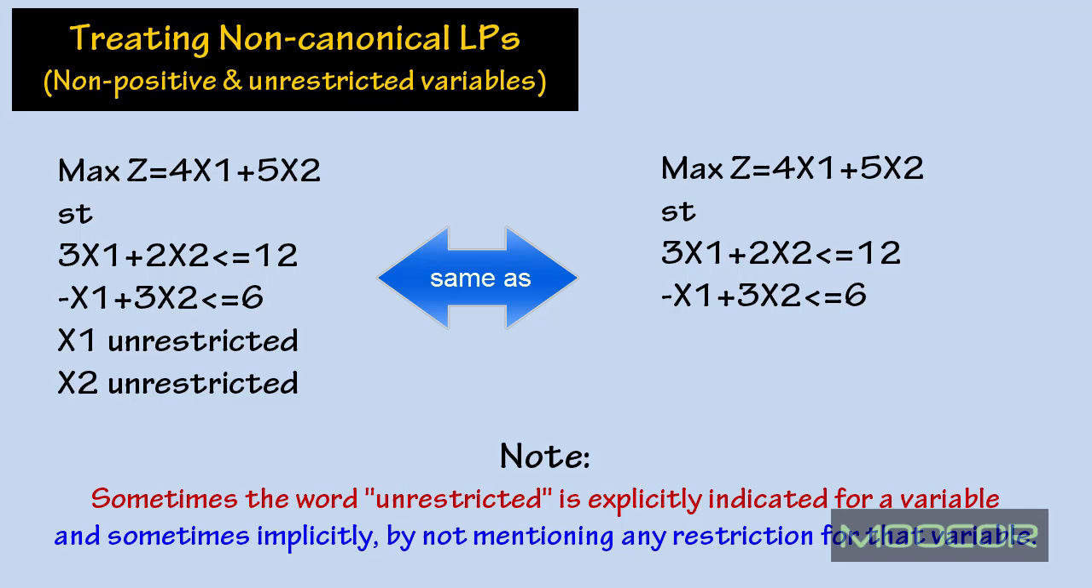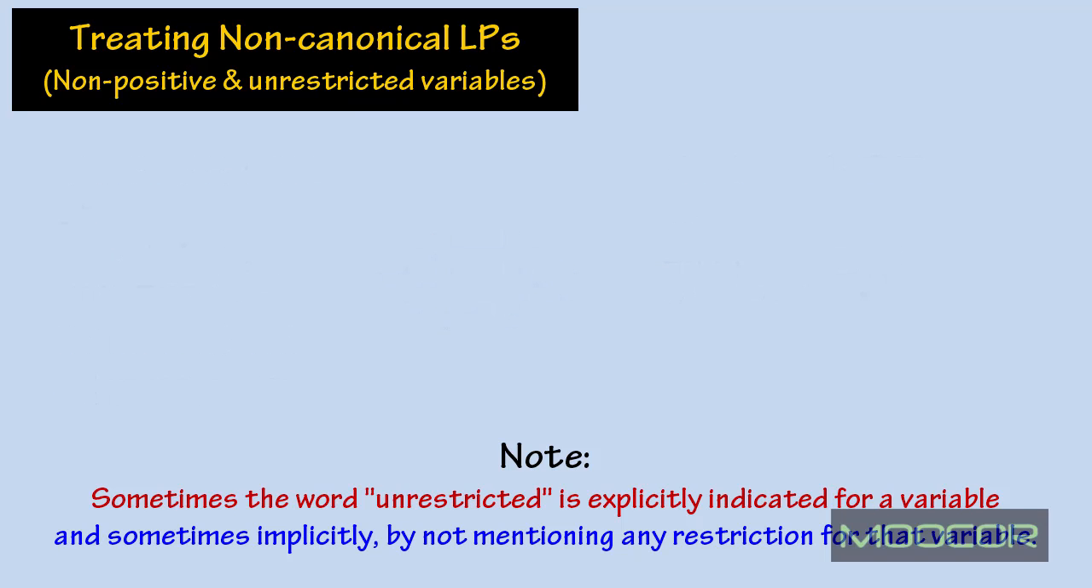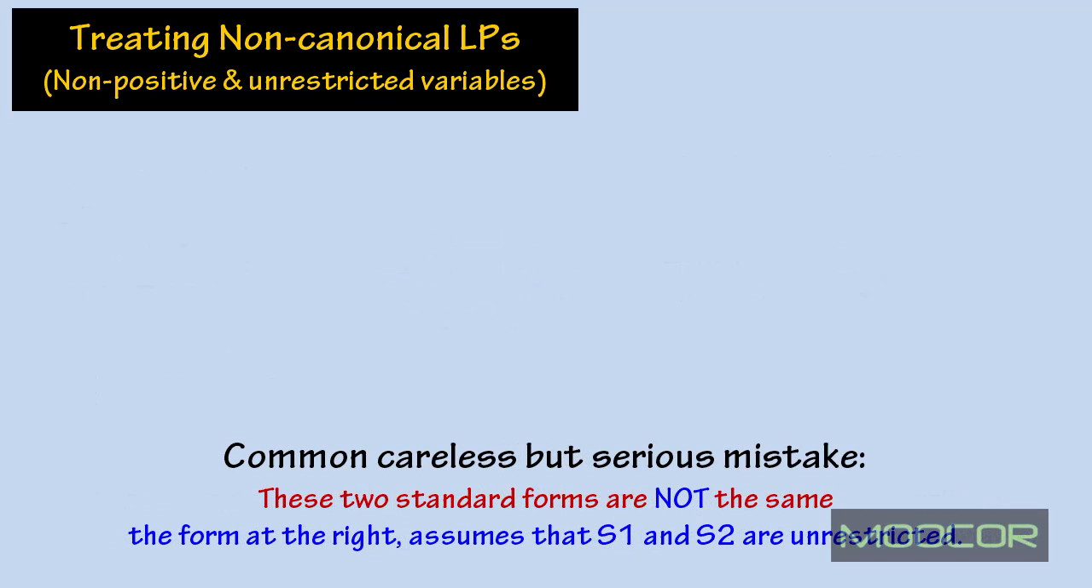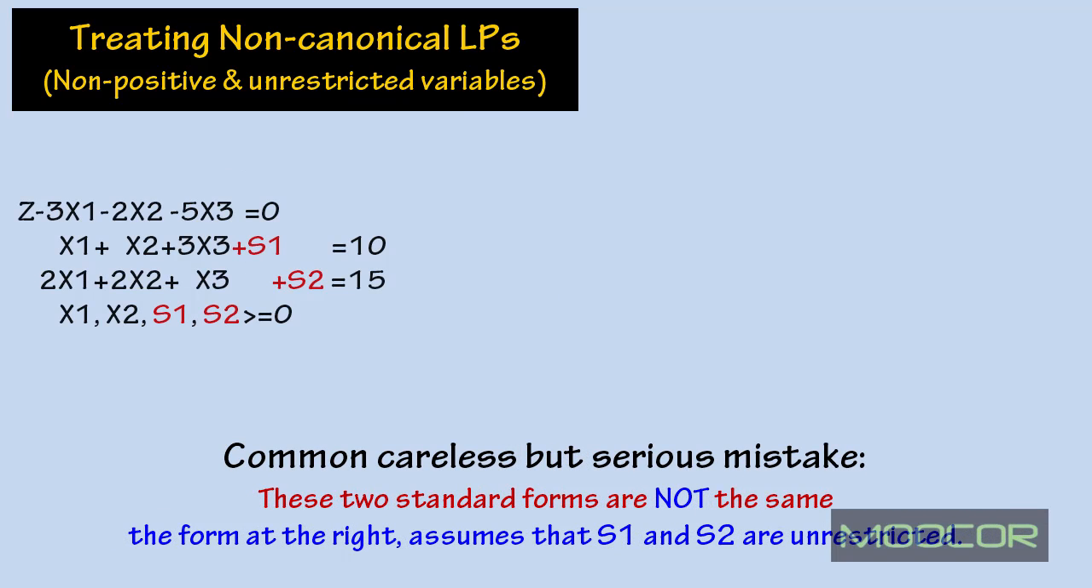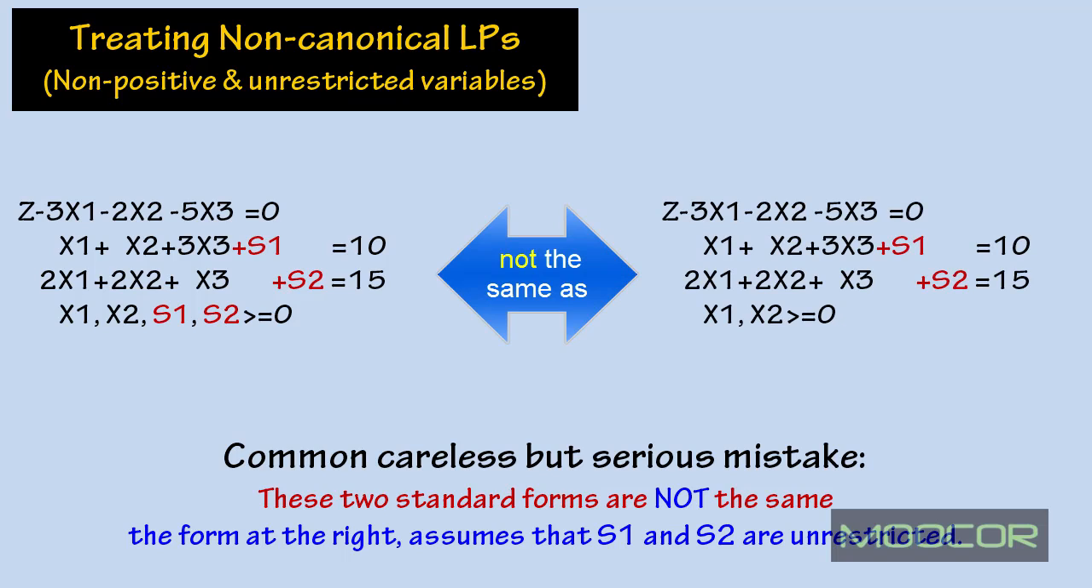Here is a warning, and this is a common careless but serious mistake. A lot of students, when they write the standard form of a problem, forget to put the slack variables or artificial variables as greater than or equal to 0. Not having them there indicates that they are unrestricted, and those variables are all greater than or equal to 0. So these two problems are not the same.